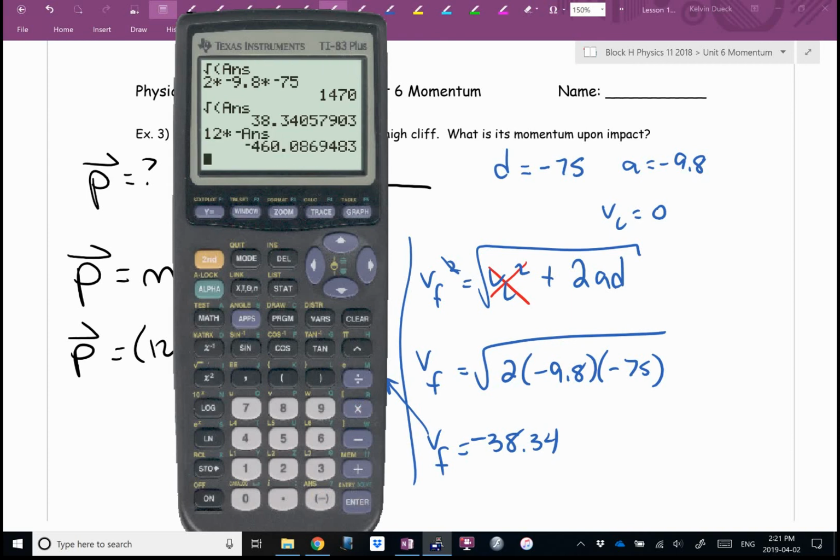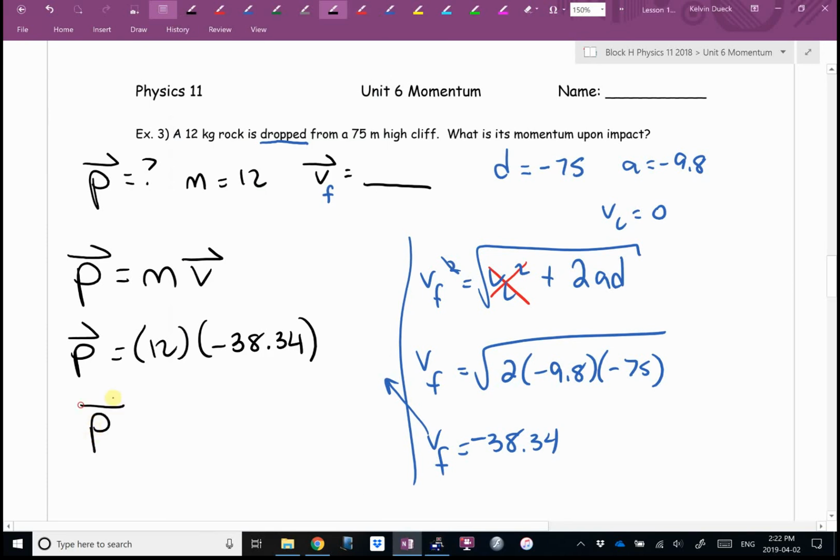And what's that negative telling me? What direction is the momentum when I hit the ground? Down. So you could either say the answer is positive 460 kilogram meters per second down, or you could just write negative 460 kilogram meters per second. Just don't say negative and down in the same question, because to me negative down is technically up. Momentum is negative 460 kilogram meters per second.